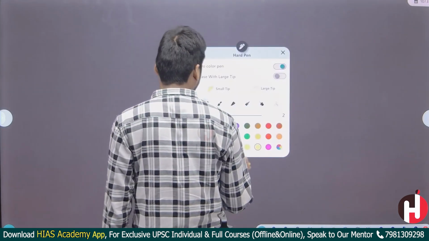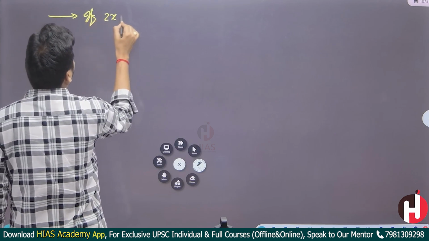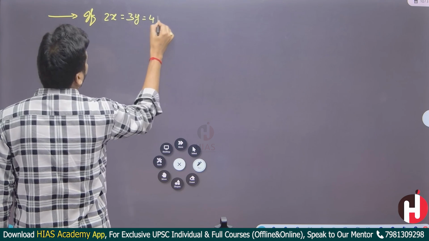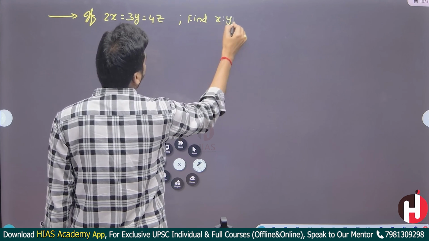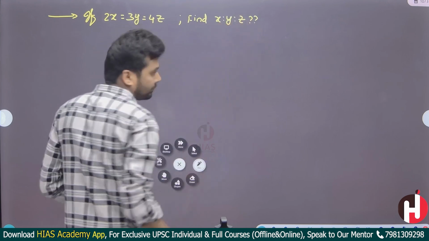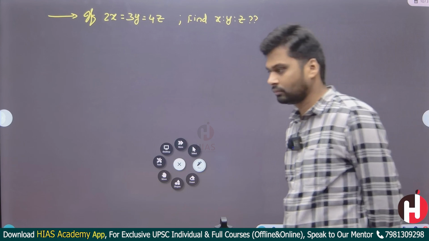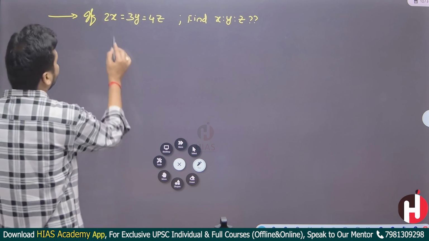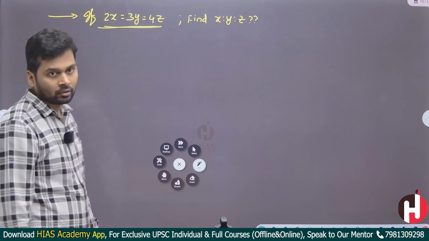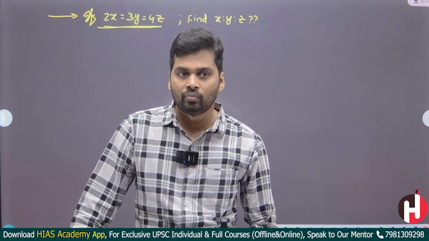So write the next sum. If 2x is equal to 3y is equal to 4z, then find x is to y is to z value. Try again.